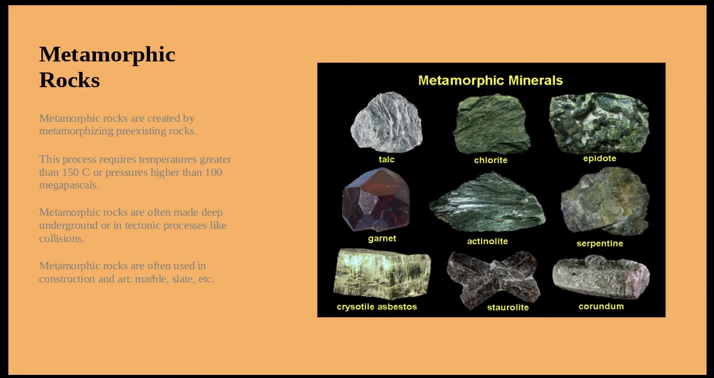Then the final type of rocks there are metamorphic rocks. Metamorphic rocks are created when rocks are changed through different processes. As you can see, we've got all these different rocks here, and some of them have been changed from a different type of rock into this rock via some sort of natural process. Those processes usually involve temperature greater than 150 degrees Celsius or pressures higher than 100 megapascals, which is very high, so it'd be under the earth. Metamorphic rocks are often made deep underground or in some sort of tectonic process like a collision, and metamorphic rocks are often used in construction and art, so things like marble, slate, etc. are different types of metamorphic rocks.